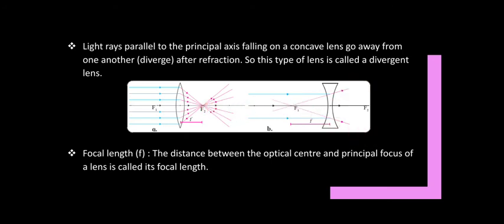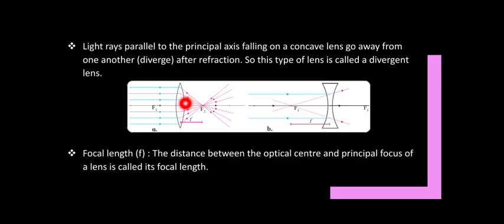Followed, students? So focal length: the distance between the optical center and the principal focus of a lens is called its focal length. Followed, students? These are the terms you should be really thorough with before we actually start with image formation in lenses. I hope it is clear to every one of you, right?